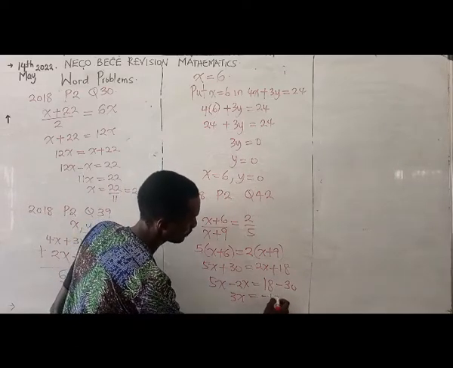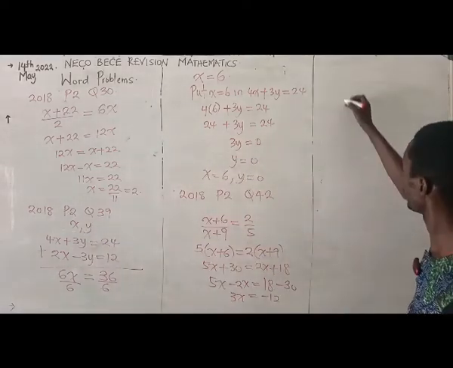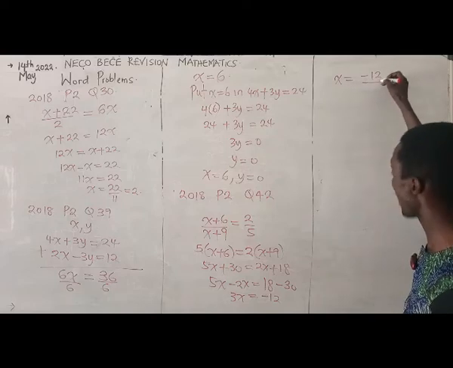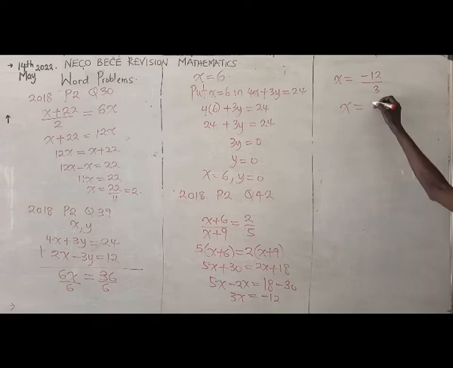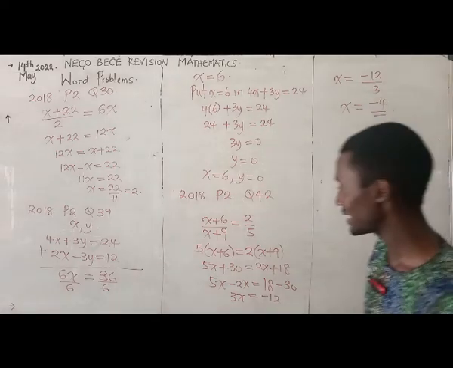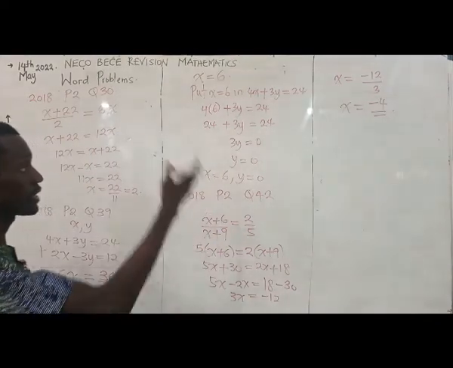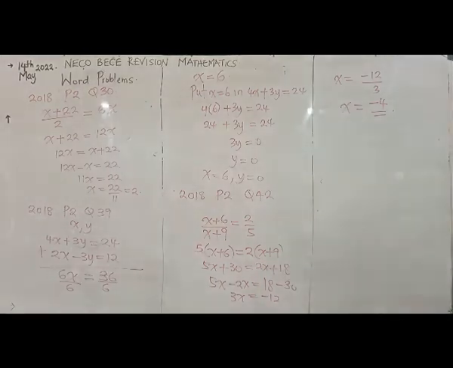what? Negative 12. So 3x is equal to negative 12 would imply that x is equal to negative 12 over 3. So x will obviously be equal to negative 4. So the number I need to add to both sides will obviously be what? Negative 4. Not 4. Negative 4. Alright.